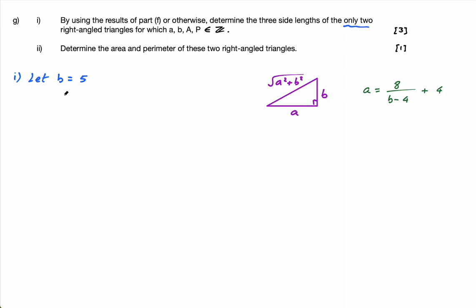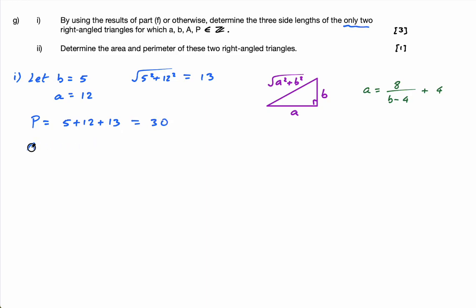If B equals 5, A equals 8 plus 4, which is 12. And then the square root of A squared plus B squared, which is 5 squared plus 12 squared, is the square root of 144 plus 25, which is 169. The square root of 169 is 13. Do that on your calculator if you need to. But that is a famous Pythagorean triple, 5, 12, 13. 5 squared plus 12 squared equals 13 squared. Then the perimeter is equal to 5 plus 12 plus 13, which is 30.